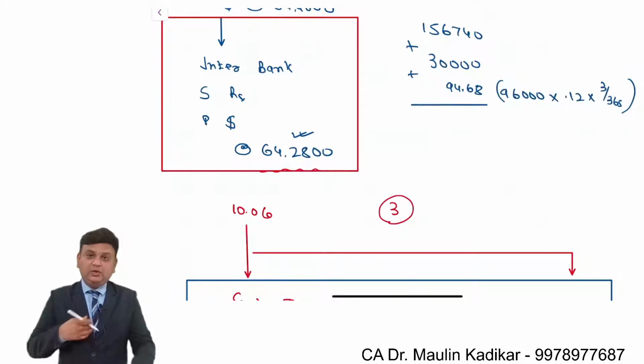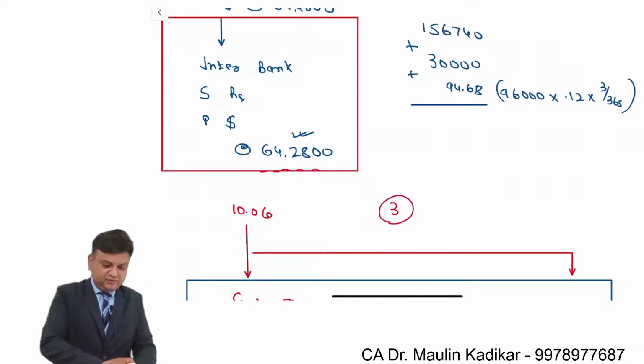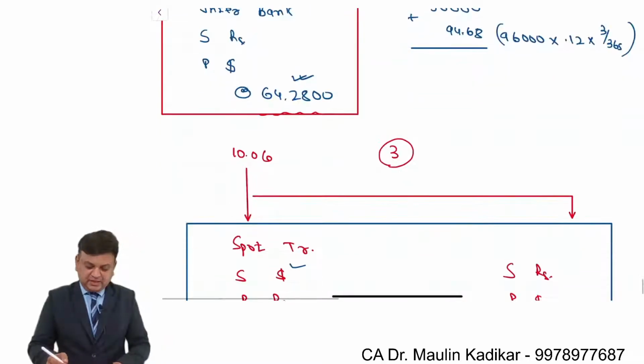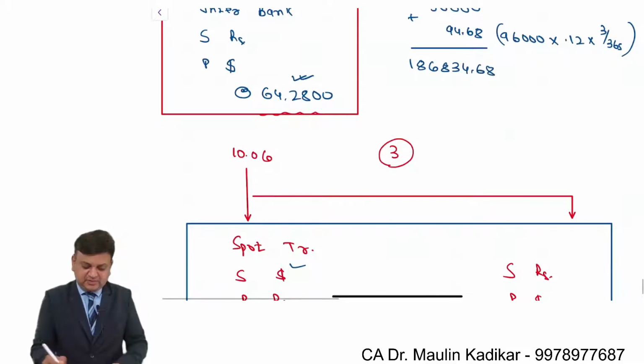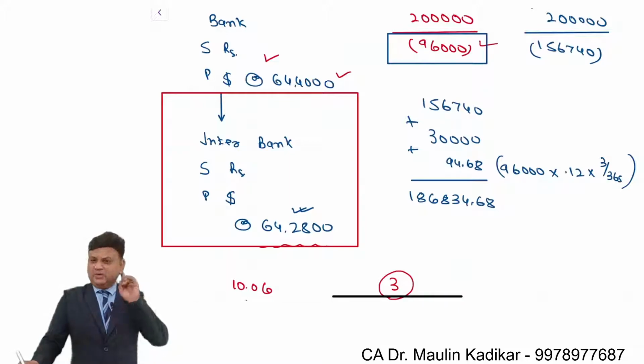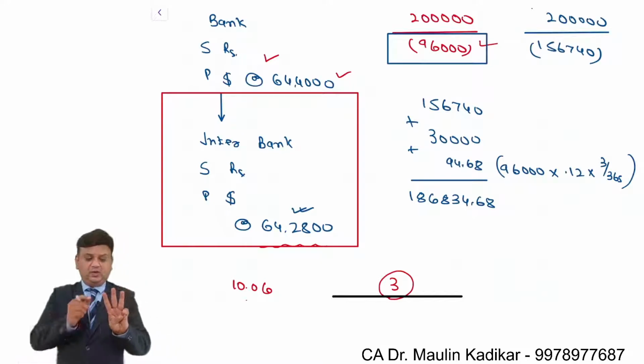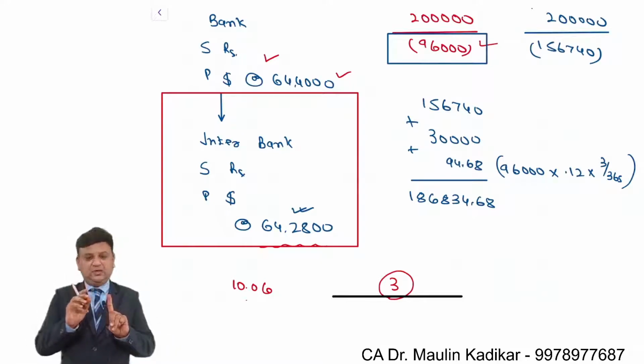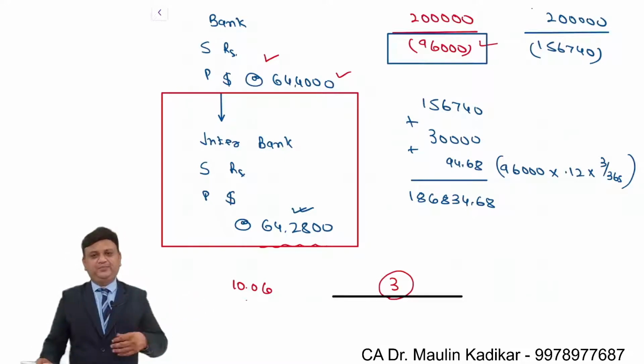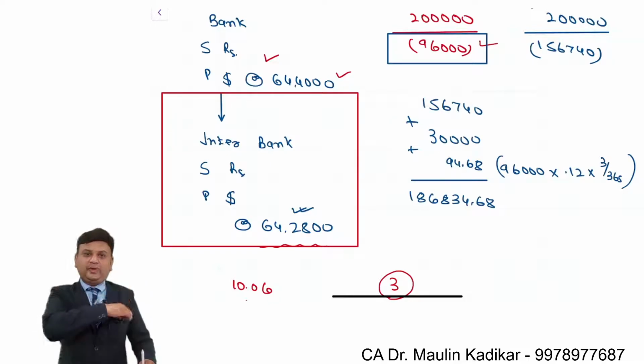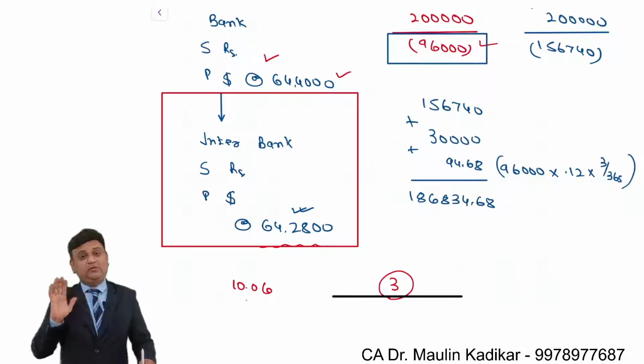That is the way we are going to collect 156,740 plus 30,000 plus 94.68. The total amount that we are going to collect from the customer when he comes is 1,86,834.68, without listening to a single word from him. I do not want to listen to you right now. You want to only cancel? Okay. You want to do extension? Okay. You want to execute the contract? Okay. Whatever you tell me later on, first of all, this is the amount that you have to pay to me. Now you tell me what you want to do.